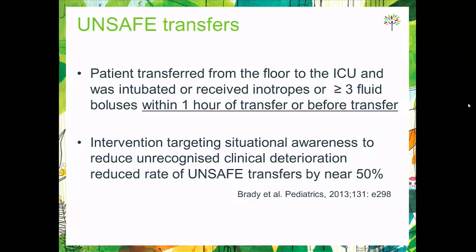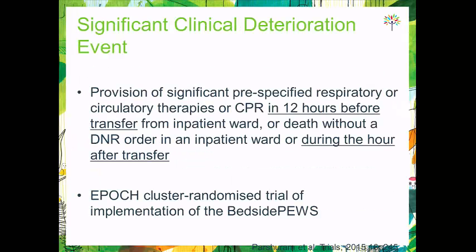This was an interesting study looking at a quality improvement intervention to try and reduce the unsafe transfers. They defined their critical deterioration metric as a patient transferred from the floor to the ICU who was intubated or received inotropes or greater than 3 fluid boluses within 1 hour of transfer or before transfer. So this was a much narrower time compared to the previous study where I talked about within 12 hours.